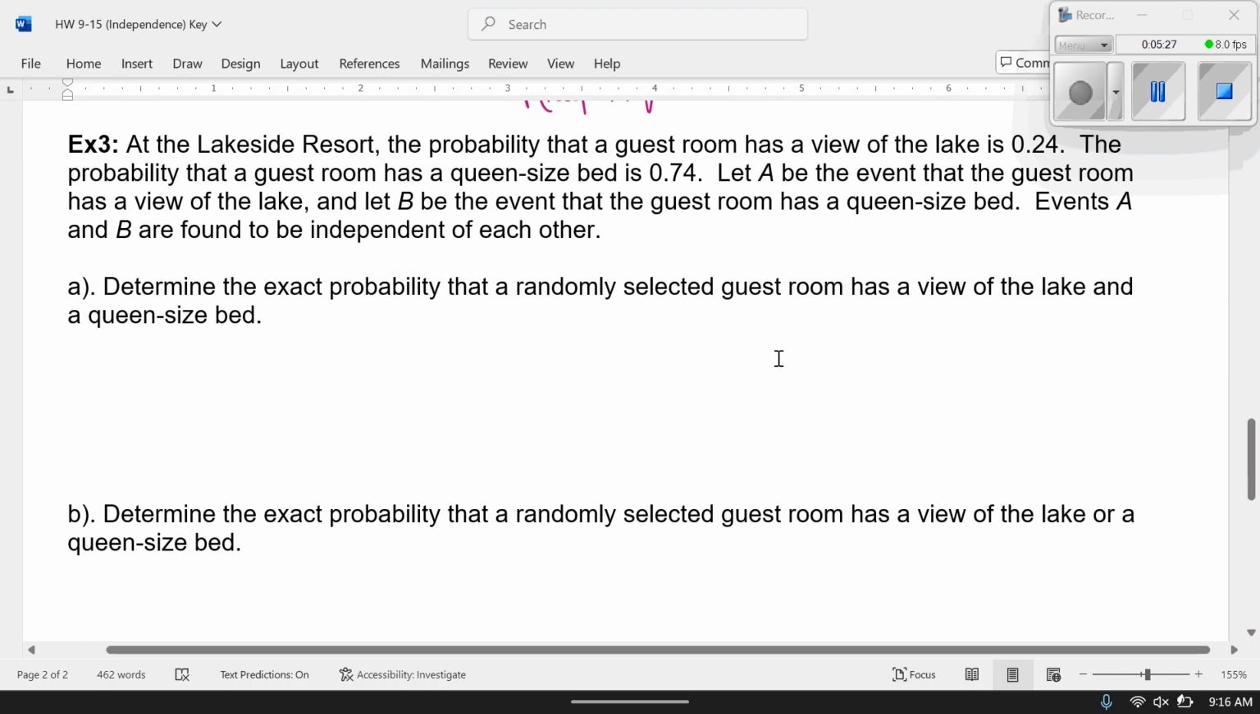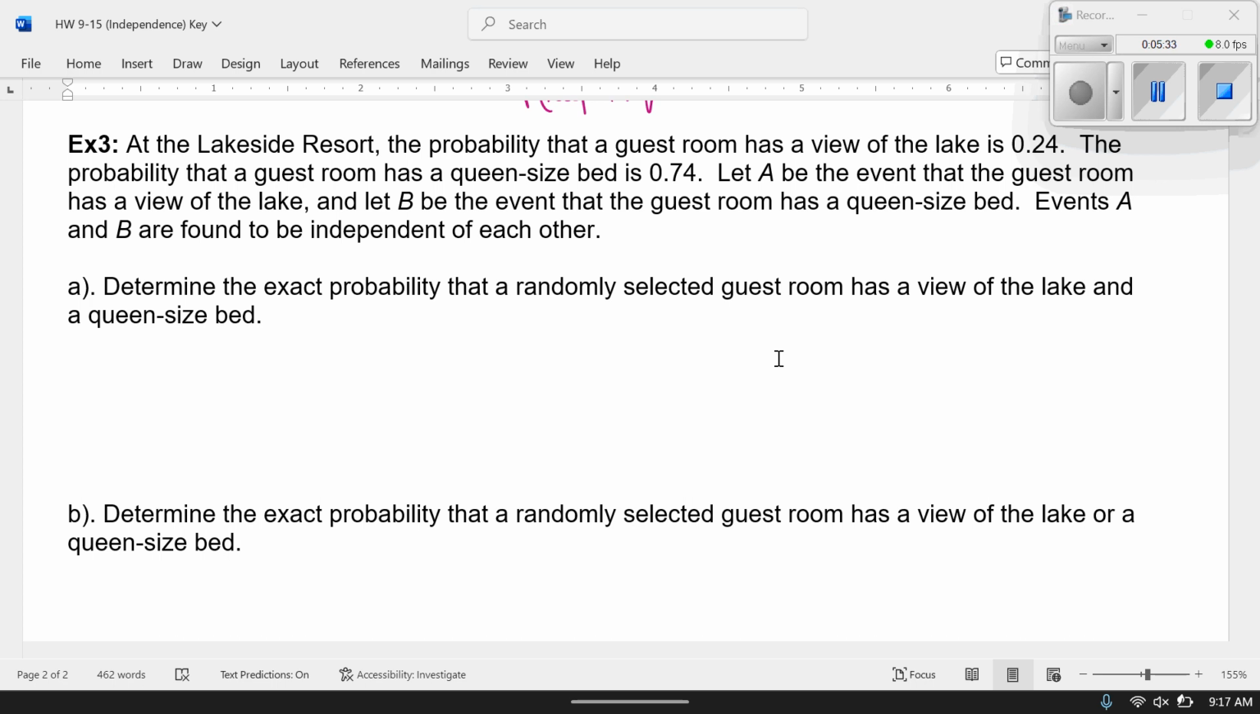So, for example 3, at a lakeside resort, the probability that a guest has a room, that the room has a view of a lake is 0.24.